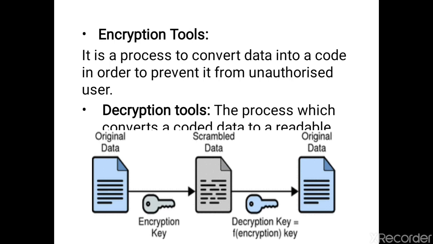So it can be done in the following way. Here we see in this picture that the original data is sent using an encryption key and it is received by the receiver at the other end, and a decryption key is also sent along with it. Using the decryption key, the person will be able to generate the original data.